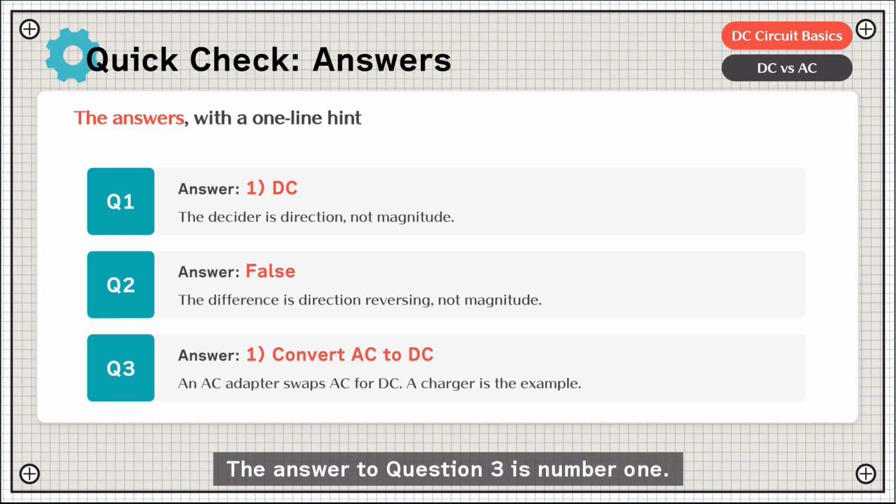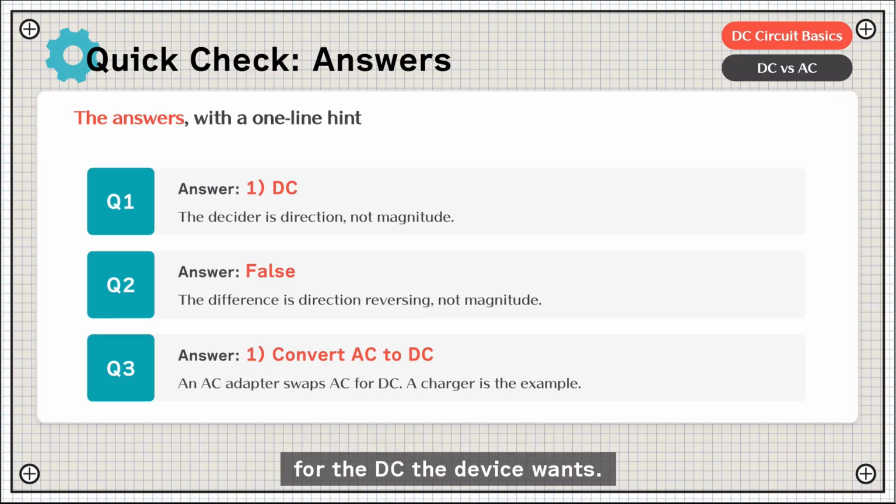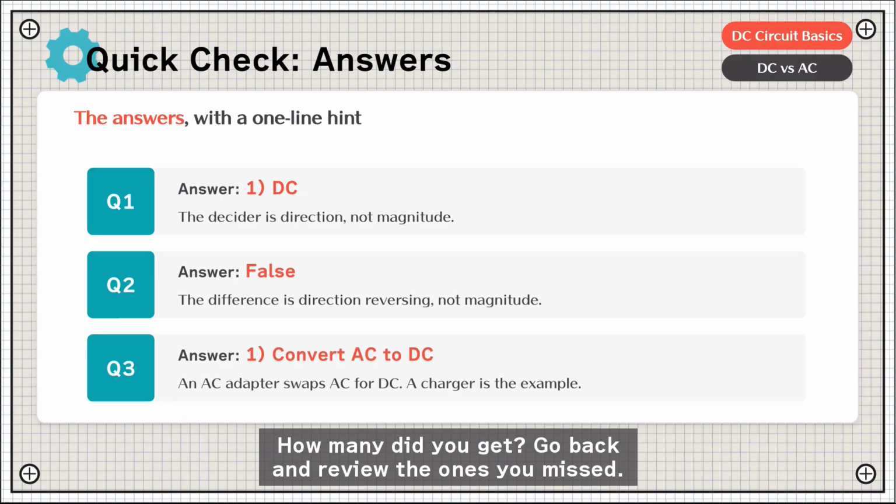The answer to question 3 is number 1. The AC adapter is a currency exchange from AC to DC that swaps the outlet's AC for the DC the device wants. How many did you get? Go back and review the ones you missed.